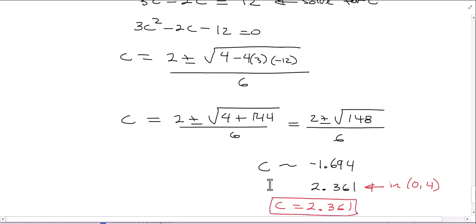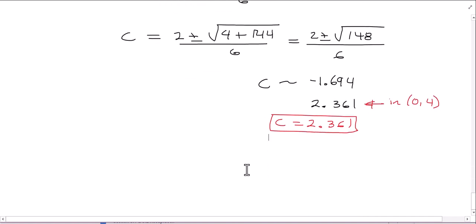Alright, so I have a couple more examples to cover, but I'm going to record a new video for that. So we'll call that part 2 of the mean value theorem. And so go on to part 2.